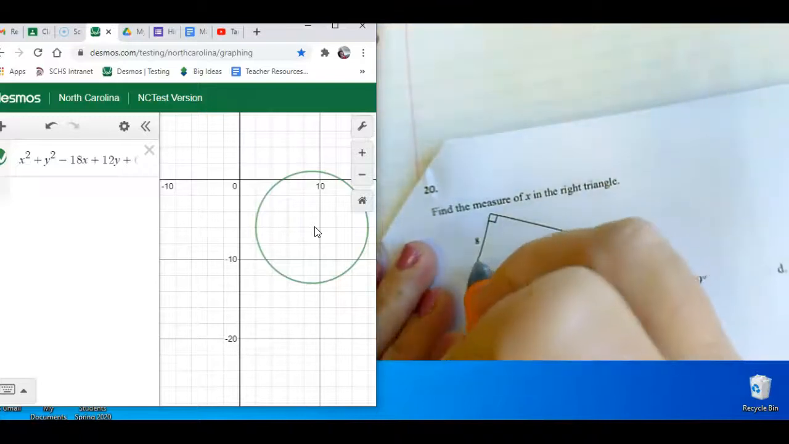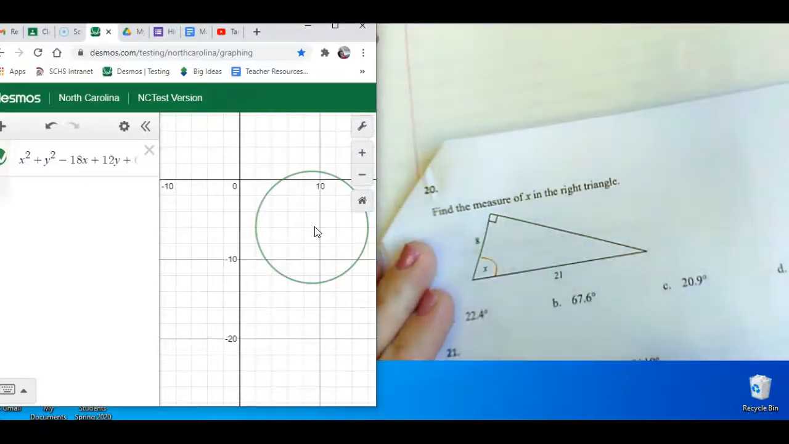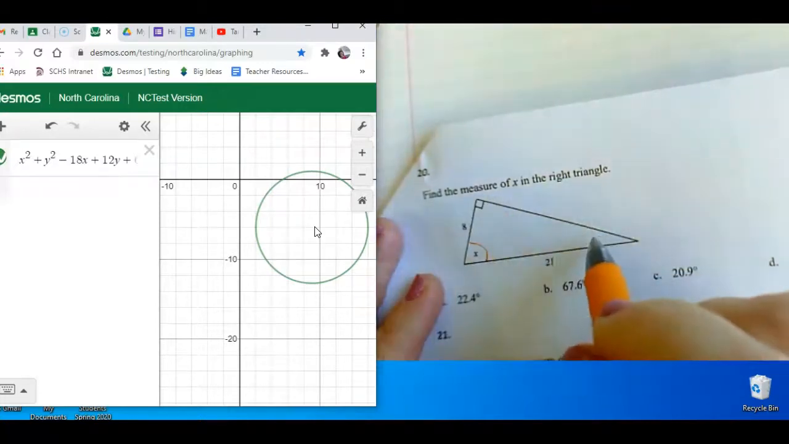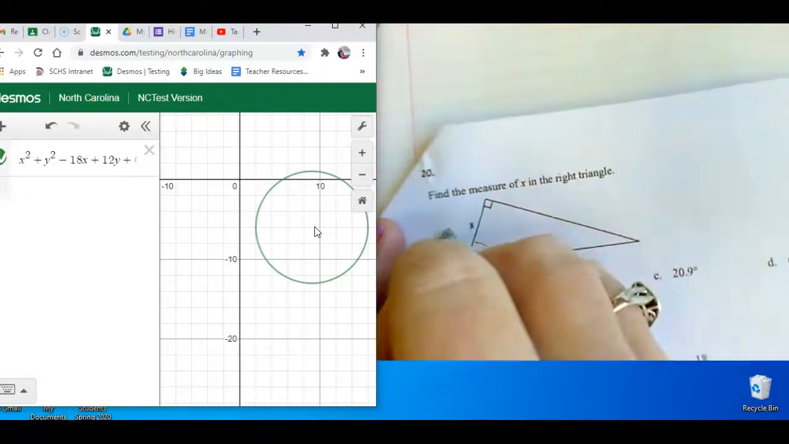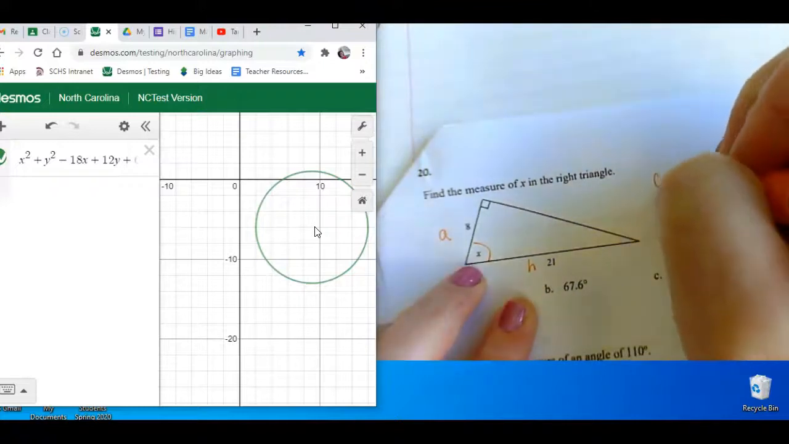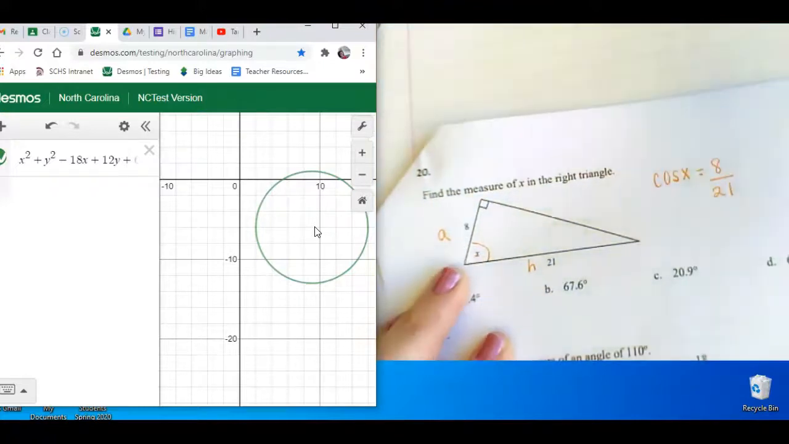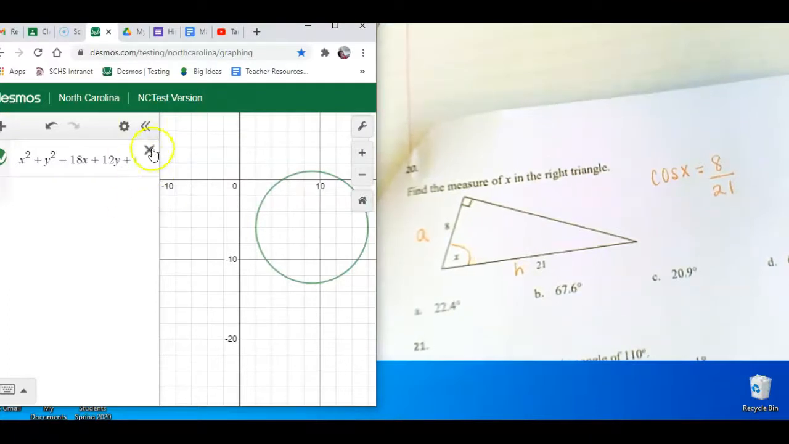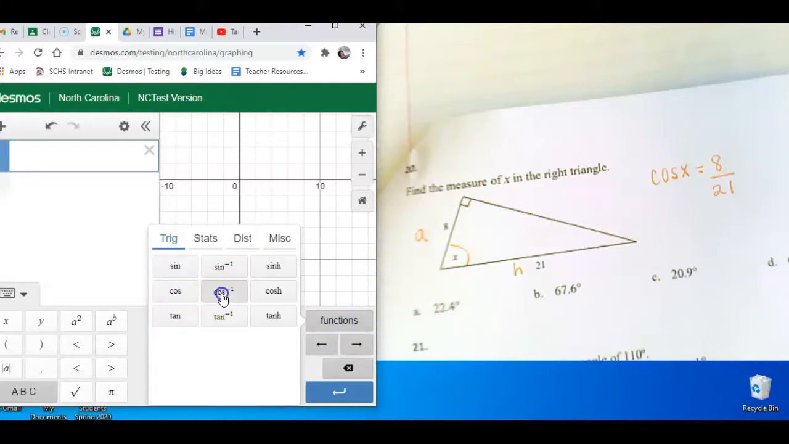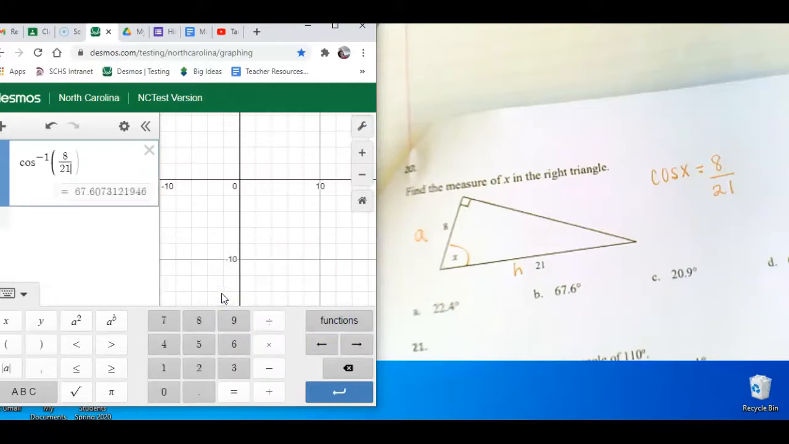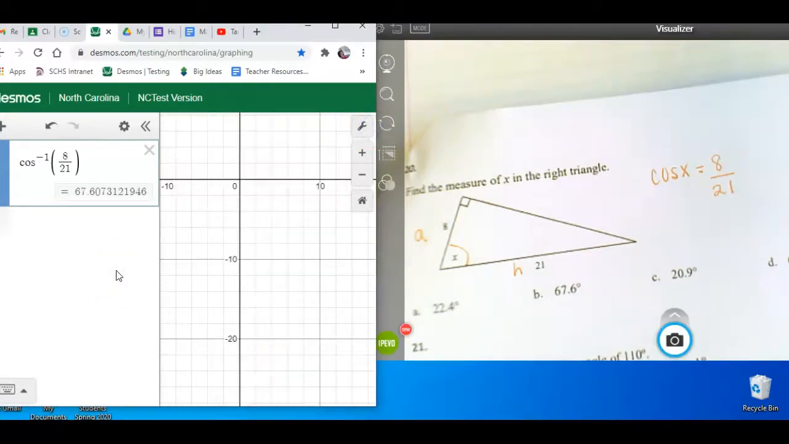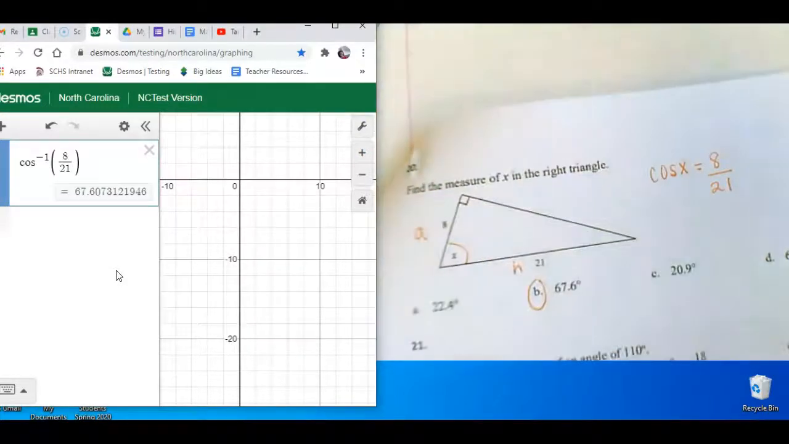All right, we're trying to find the measure of an angle in a right triangle, so I need to label the sides. This is opposite, there's nothing there, so that side's not helpful to me. This is the hypotenuse, and this is adjacent, so I need adjacent and hypotenuse. That means that cosine of my angle equals 8 over 21. In Desmos, when I'm looking for an angle, this is where you go to the inverse. So cosine inverse of 8 over 21. I do need to make sure I'm in degrees, and I am. So that means that our answer is 67.